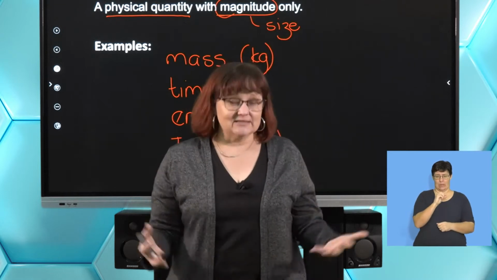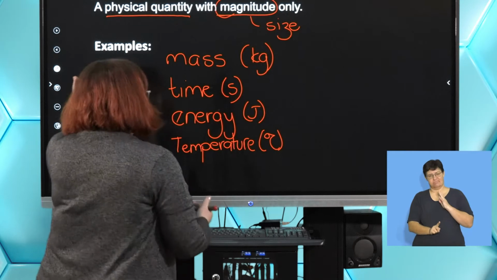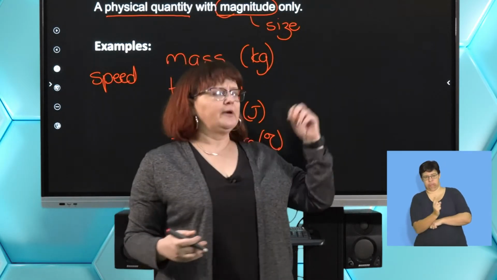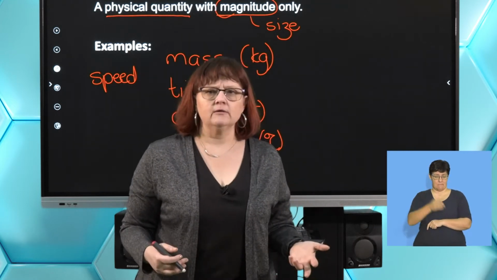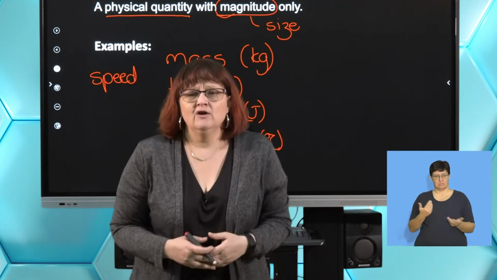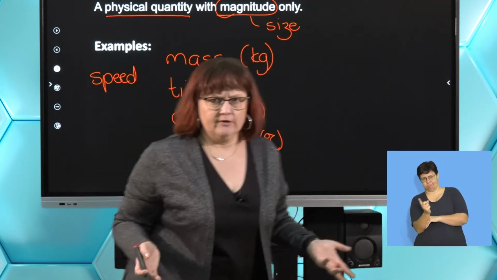There are lots of scalars, okay? In this section in particular, we're going to look at speed, which we usually use. We'll tell you that the car was going at 120 kilometers per hour on the highway. We don't tell you which way it was going. We don't tell you where it was going. So that's just the speed. We're not telling you what direction it's going in.